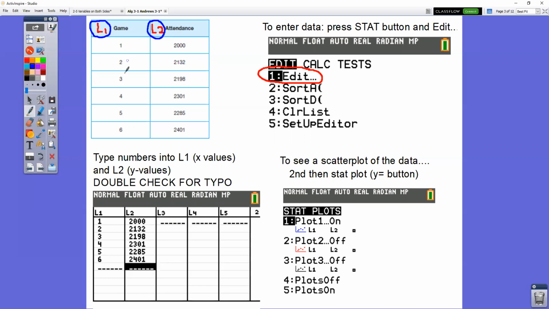So we're looking at games, and at 6 different games, attendance is taken. Maybe it's a minor league baseball game or something like that. So we have 6 different games and we have attendance. Now, I'm going to have to bounce back and forth from the calculator, so this is going to be a bit of a pain.